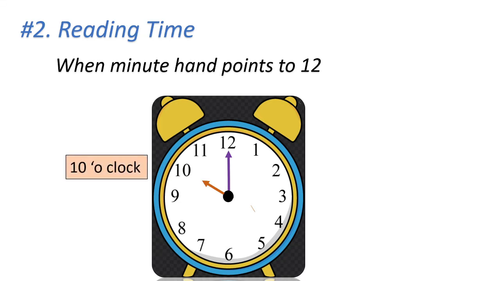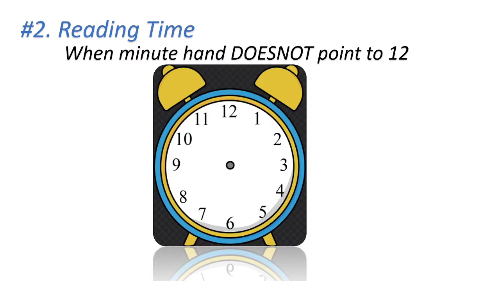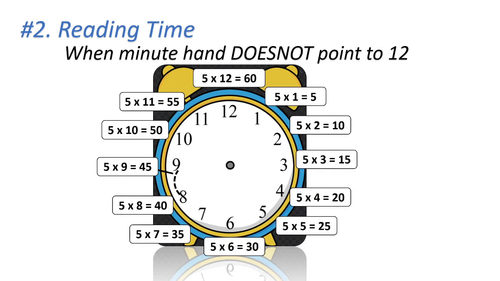Now, the second part to this is when the minute hand does not point to 12. So, we need to revise our interval logic, which has 5 intervals between 2 numbers, and hence, each number which is a multiple of 5 will give us the minutes when the minute hand lands here. For example, if the minute hand is pointing to 2, it is 10 minutes, and the hour is where the hour hand is pointing, that is 9 in this case.